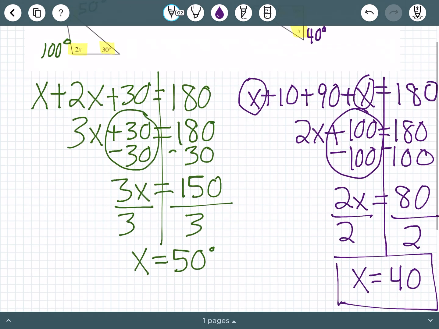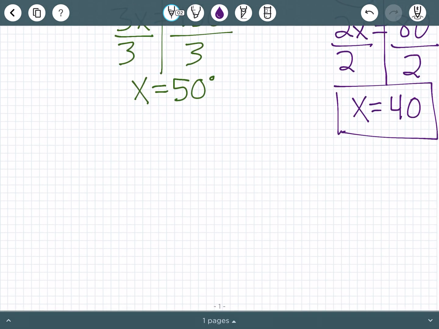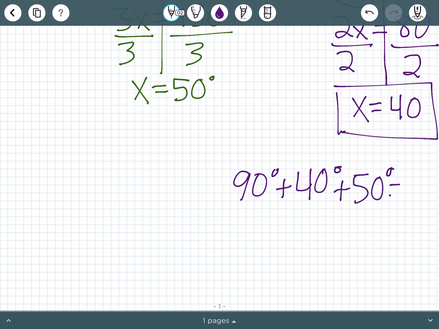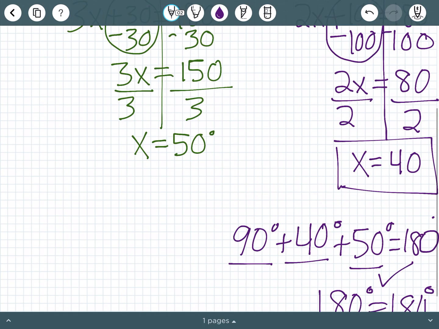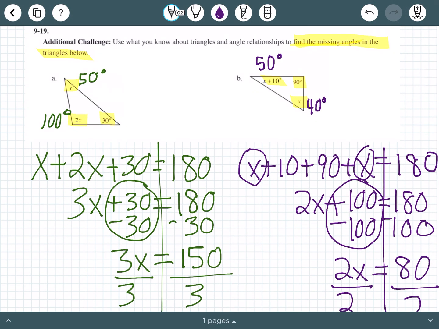Okay, let's check it to make sure we're correct. So we had one angle was 90 degrees, one was 40 degrees, and one was 50 degrees. If we add those up, they should come out to 180 degrees. So if you put 90 plus 40 plus 50 into your calculator, you should get 180, which is equal to 180. And we are correct on our angles. So that is all for problem 919.